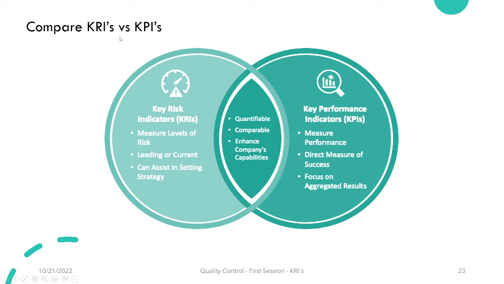Here we need to compare the KRIs versus the KPIs. We have KPIs, as we saw in our previous session, and now we have key risk indicators, which is the KRIs. What's the difference between these? As we said, the KPIs we use to measure our performance. This is the most important definition that we have to understand. And the KRIs we use to measure the level of our risks. Both of them have to be quantifiable, comparable, and enhance company capabilities. When we are doing this type of KPIs, we are enhancing our company's capabilities.